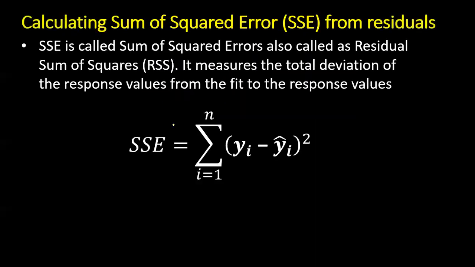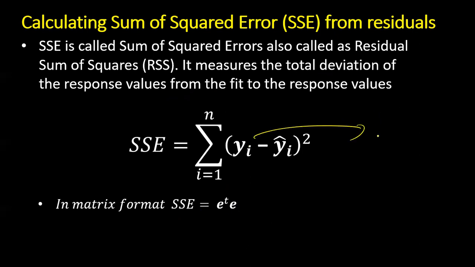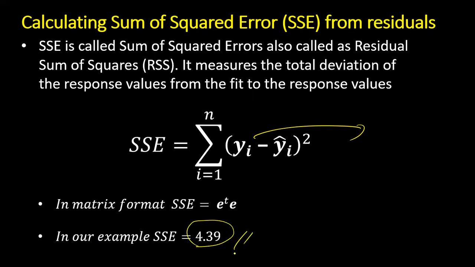Now, how to calculate this, we'll see. In the matrix format, SSE is equal to E transpose into E. When we find out this particular column separately, that is my SSE. So no error for this. In our example, it comes around 4.39. The SSE is 4.39 for us. So this you can calculate and see.